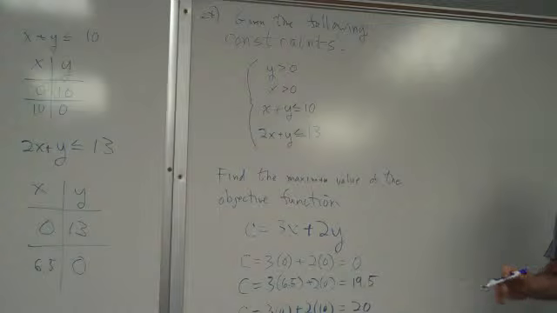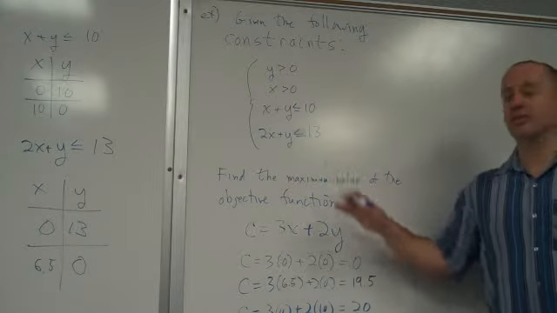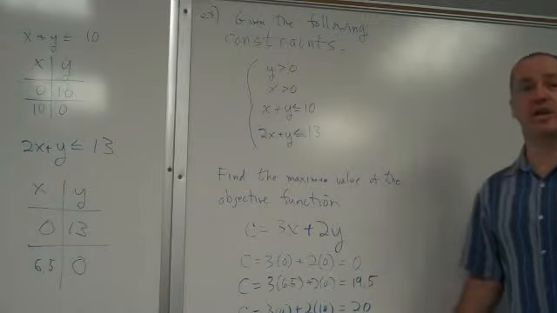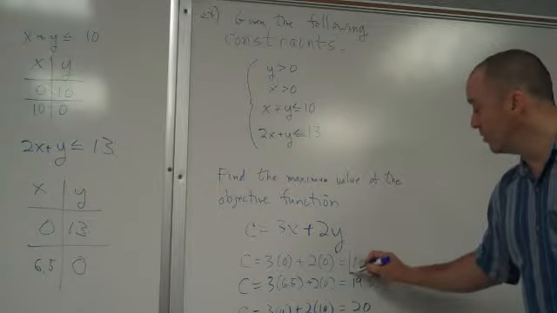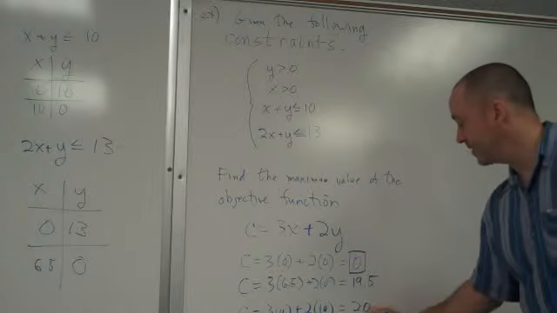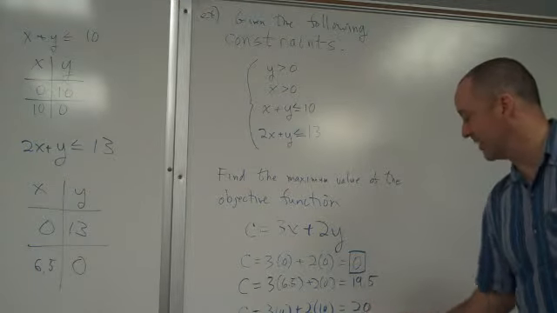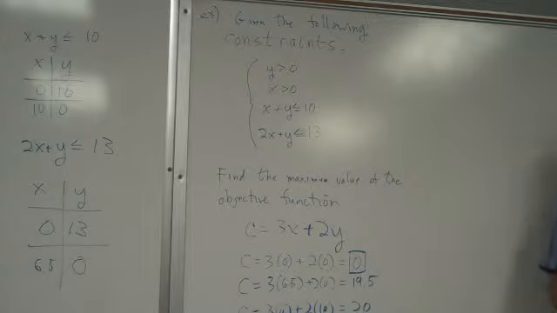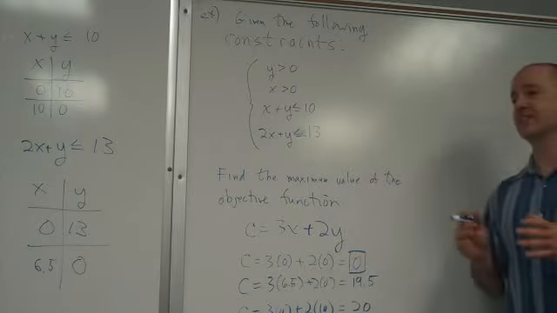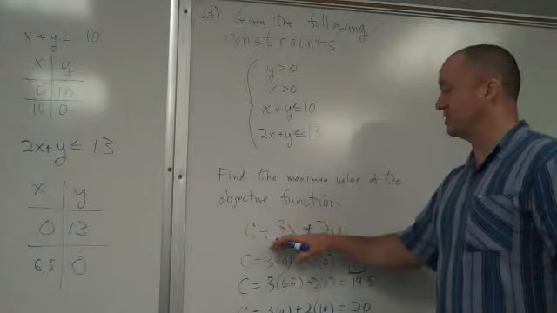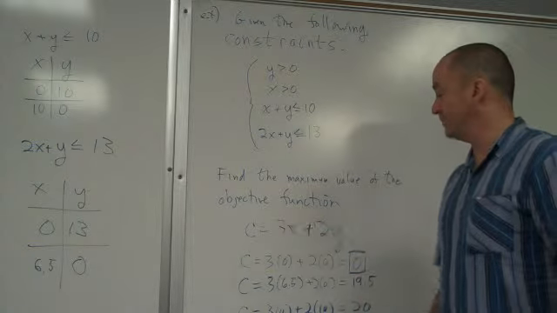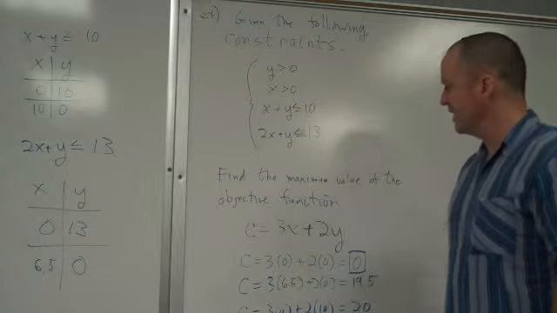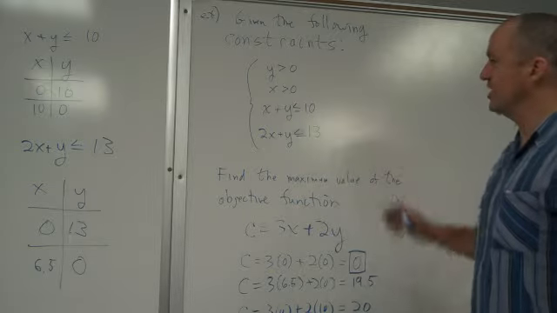Okay. All right. So you take the corners, plug them into the objective function. You get a range of values. One of them will be the lowest possible value. One of them will be the highest possible value. Okay? For now, what you're going to be finding is the minimum and maximum values of this objective function. And you're going to be using these constraints to do it.